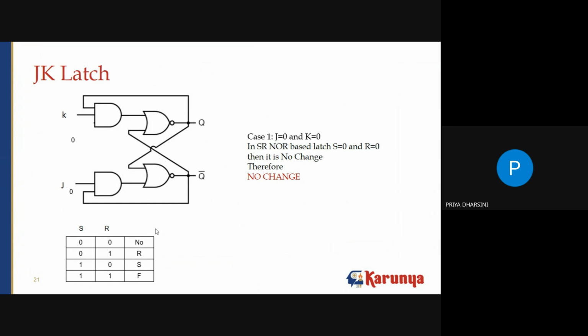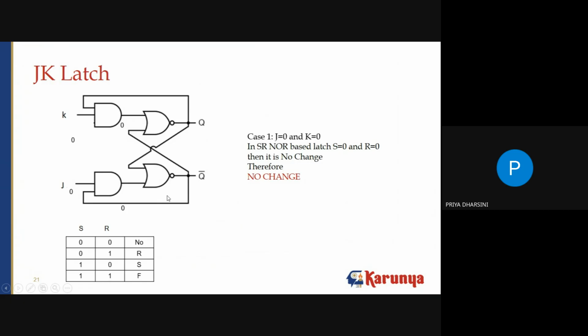So now let's start. Both J and K are 0, 0. Here in this particular gate, K is 0. Here in this particular gate, J is 0. Irrespective of what our other input is, because it's an AND gate, definitely the output is going to be 0 and 0 in both the cases.